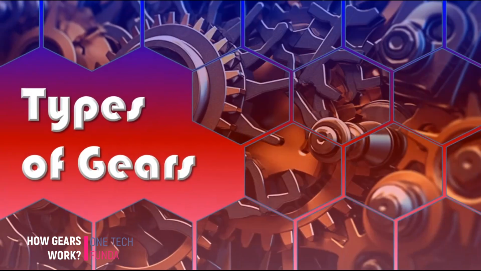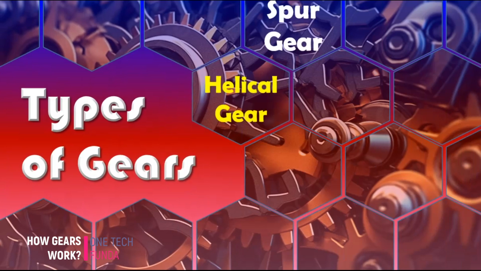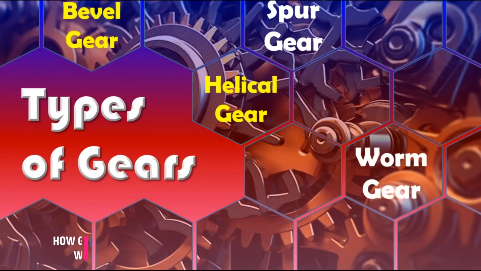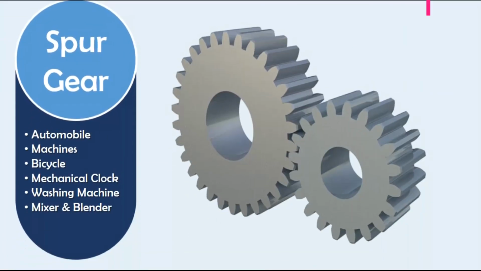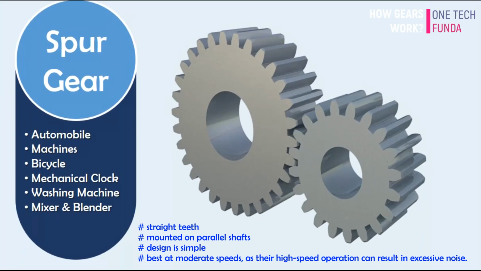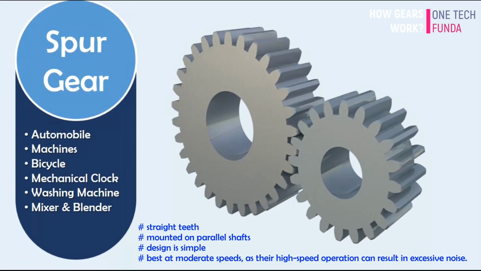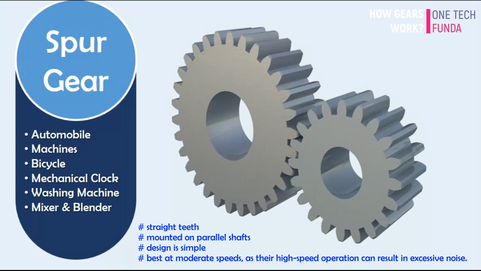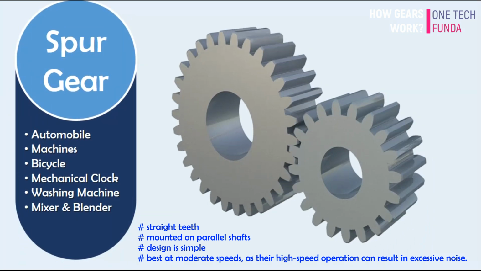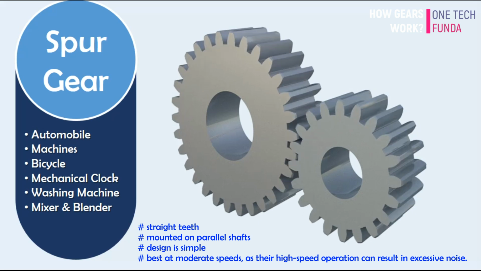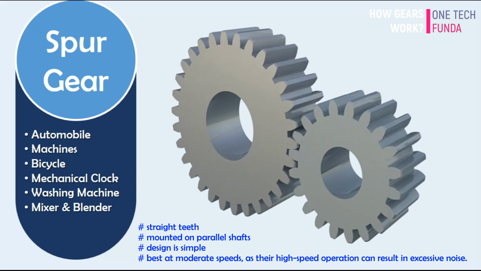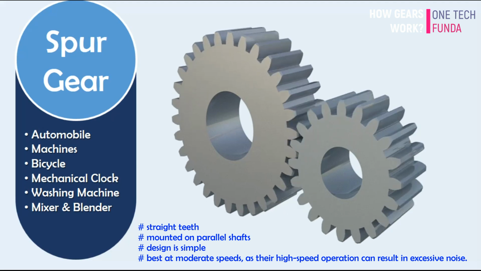Gears come in various types and configurations, such as spur gears, helical gears, bevel gears, and worm gears, each suited for specific applications. Spur gear. Spur gears are widely utilized gears with straight teeth, commonly mounted on parallel shafts. Their design is characterized by simplicity. However, they are known as gears that operate best at moderate speeds, as their high-speed operation can result in excessive noise.